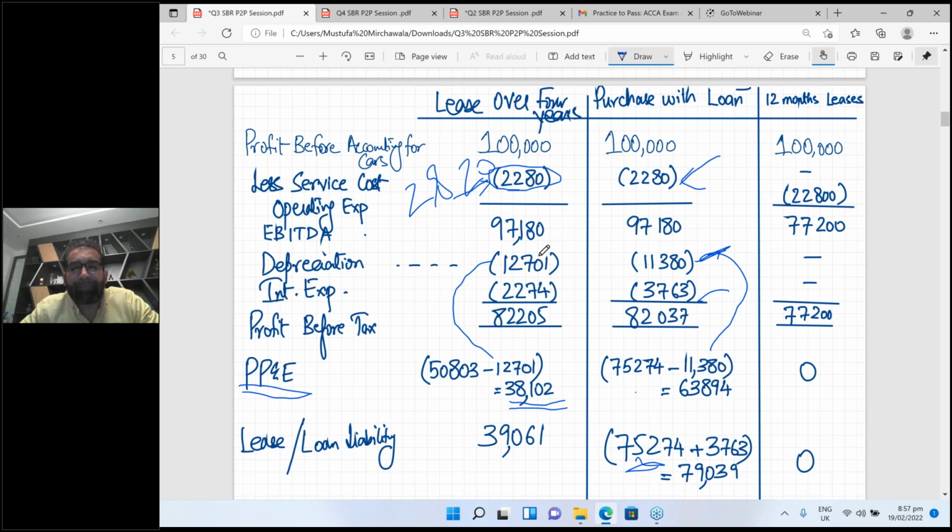Just an extra thing. Out of these two options, in which option is the liability, the loan amount, higher? This is the purchase with loan, the second column. So when the loan is higher, obviously your gearing will be higher. In the second option, as you are taking more loan, it will be adverse for your gearing, right? Okay, now this was option 2.